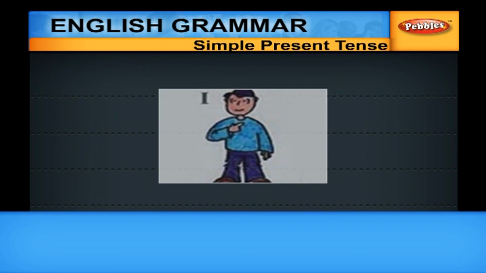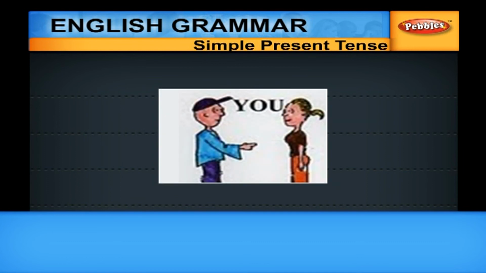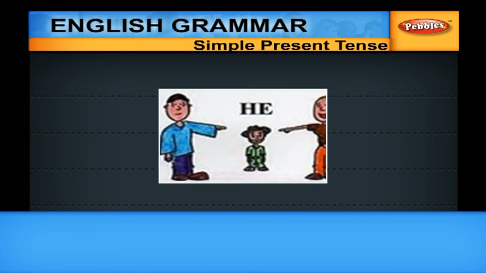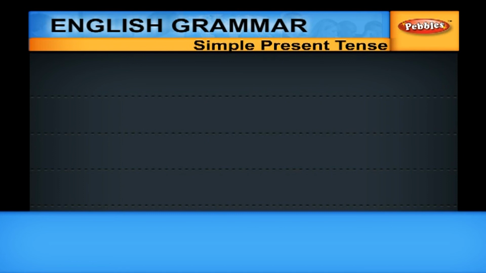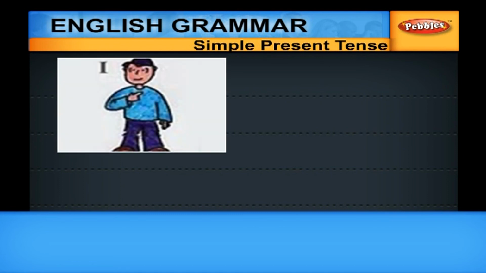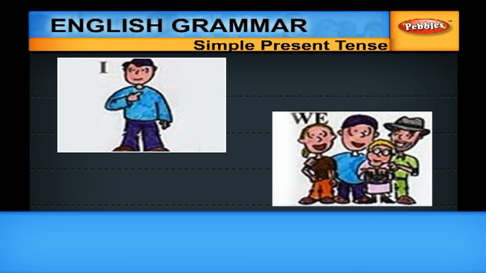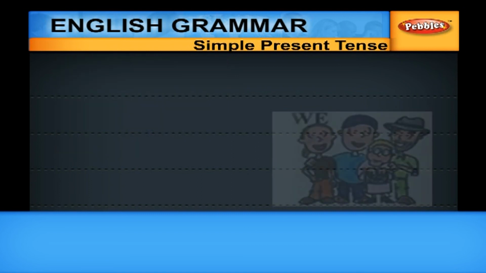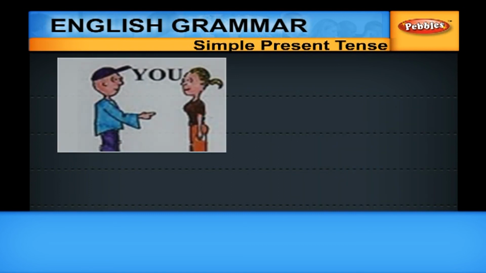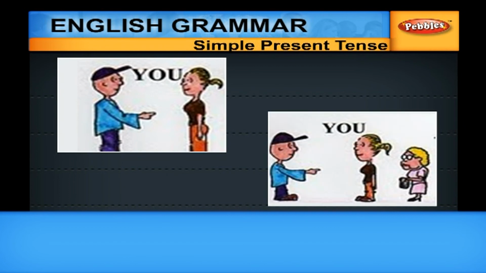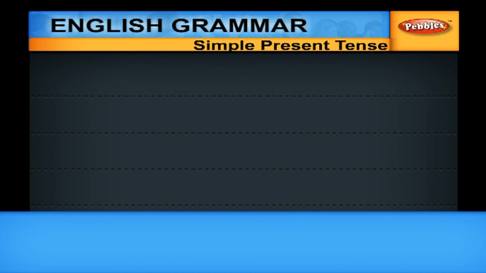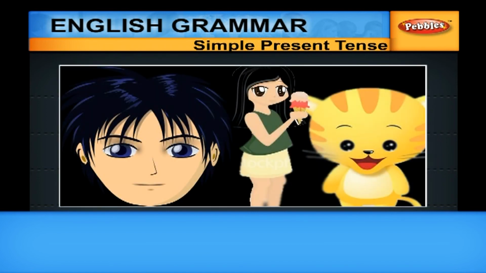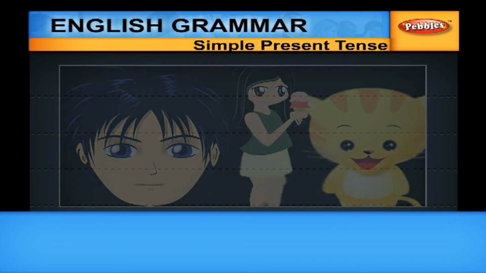You know the three persons: first person, second person, third person. First person singular, I. Plural, we. Second person singular, you. Plural, you. Third person singular, he, she, it. Plural, they.